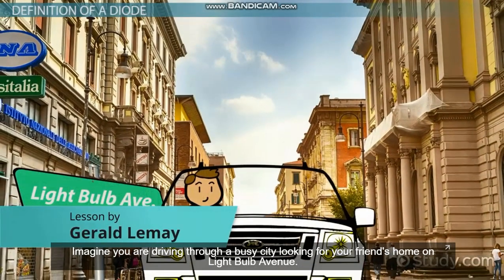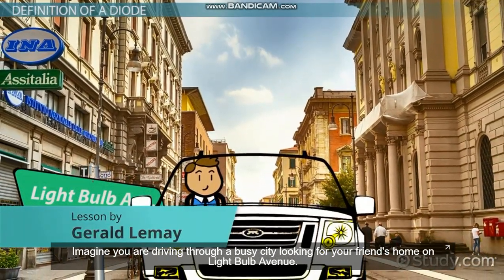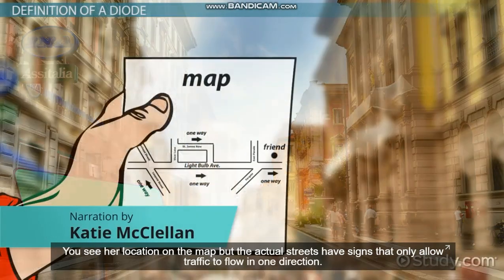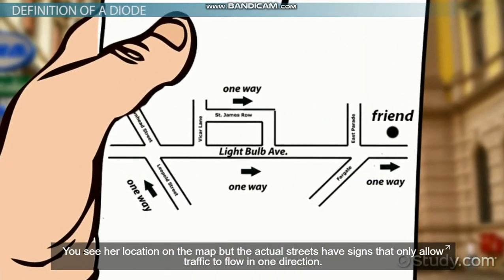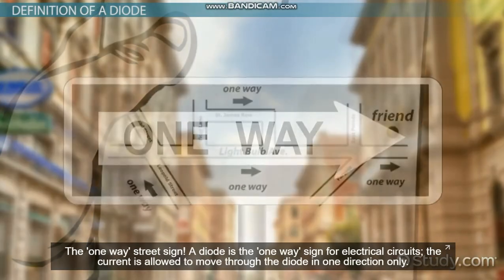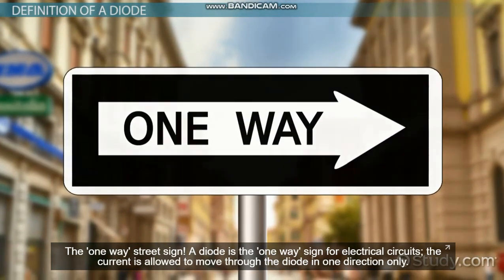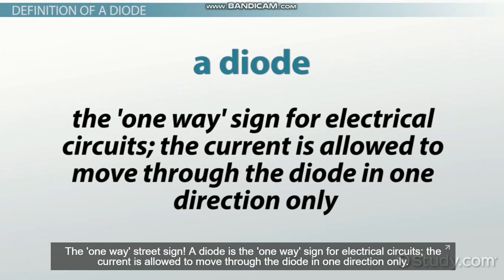Imagine you're driving through a busy city, looking for your friend's home on Lightbulb Avenue. You see her location on the map, but the actual streets have signs that only allow traffic to flow in one direction. The one-way street sign. A diode is the one-way sign for electrical circuits.